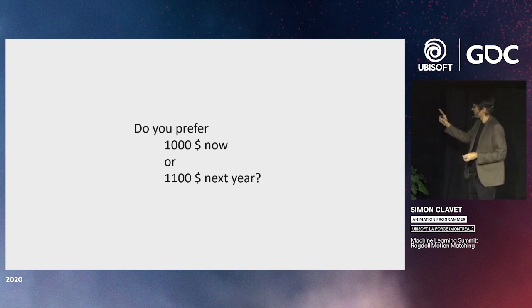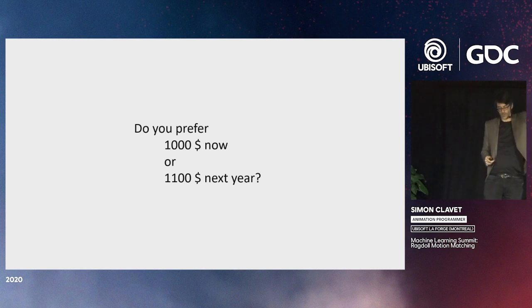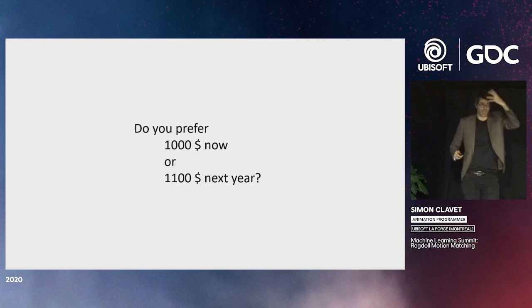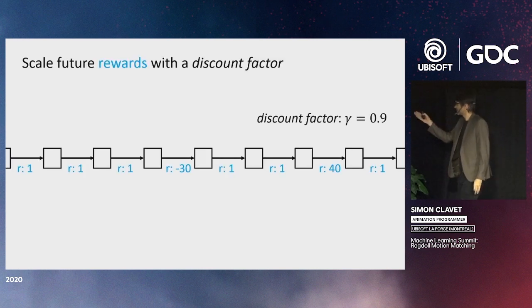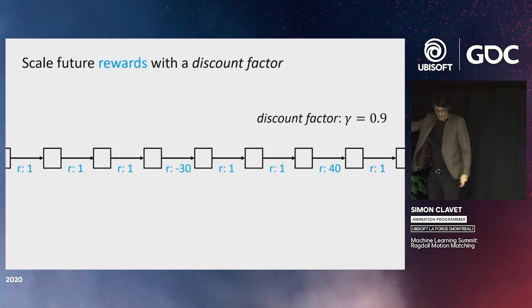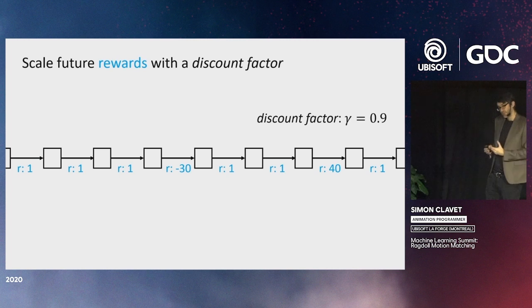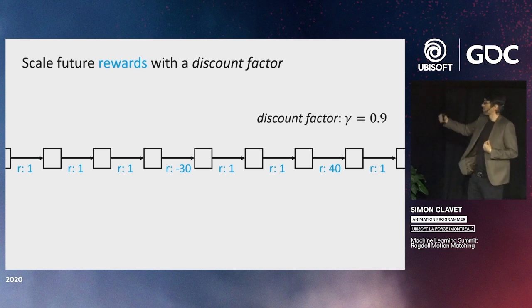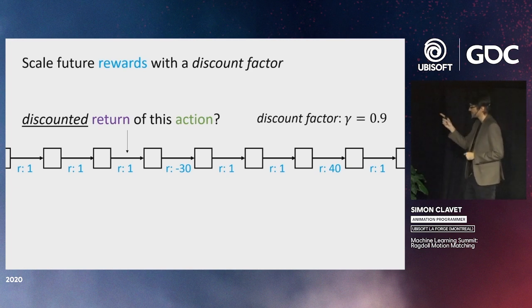Maybe you prefer $1,000 now. That's possible. So that means that in your head, you discounted the rewards that are too far in the future with some discount factor that you have in your brain. So let's say the discount factor, gamma, this little Greek letter there, is 0.9. We're going to scale the future rewards with this number, and more scale down as you go far in the future. So for example, what's the discounted return of this action that you made there?